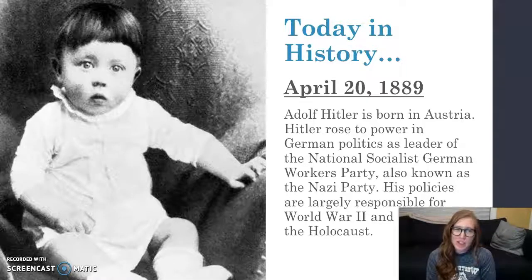Let's get into our Today in History. Today in History, April 20th, 1889. Adolf Hitler is born in Austria. Hitler rose to power in German politics as leader of the National Socialist German Workers' Party, also known as the Nazi Party. His policies are largely responsible for World War II and the Holocaust.